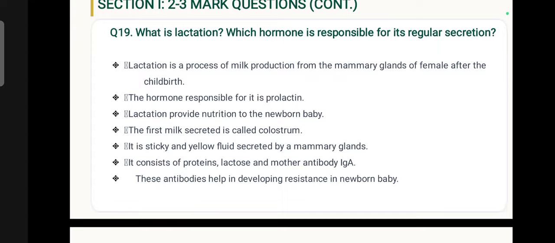The first milk secreted is called colostrum after birth of the baby. It is a sticky and yellow fluid secreted by mammary glands. It consists of protein, lactose, and mother's secretory antibodies (IgA). These antibodies help in developing resistance in the newborn baby.